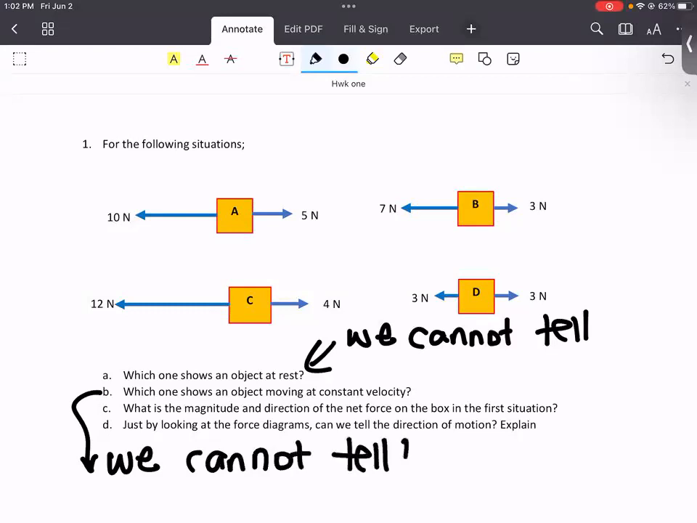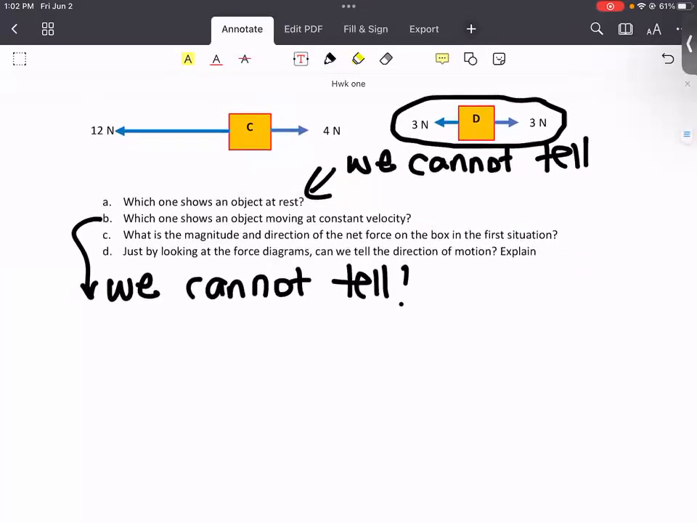So the idea is that when there are balanced forces, then the object could be at rest or moving at a constant velocity. So answer to question 1A, we cannot tell. Answer to question 1B, we cannot tell.